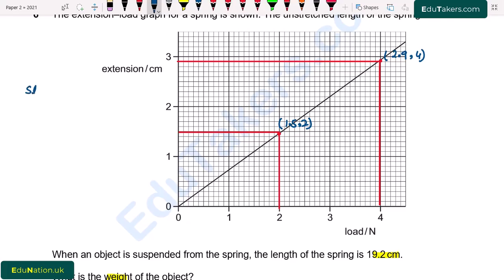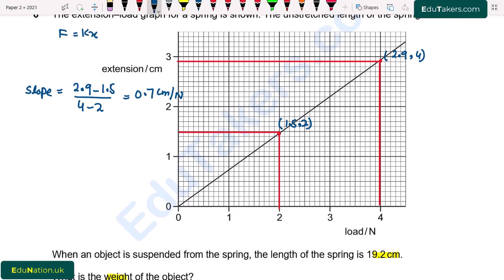So I am going to find out the slope of this graph. Slope will be equal to 2.9 minus 1.5, that is the values on the extension axis, divided by 4 minus 2. So the slope will be equal to 0.7 and the unit is centimeter per Newton.